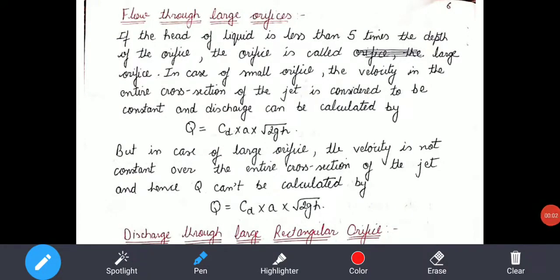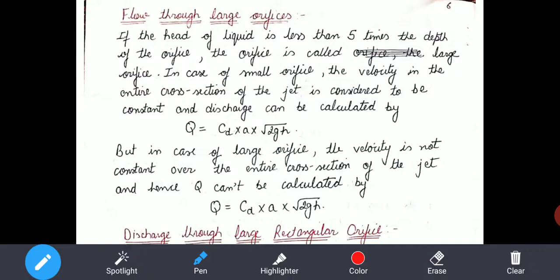Hello everyone. So last time we started orifices. We discussed various hydraulic coefficients and the classification of orifices. And we also derived the flow through a small orifice.